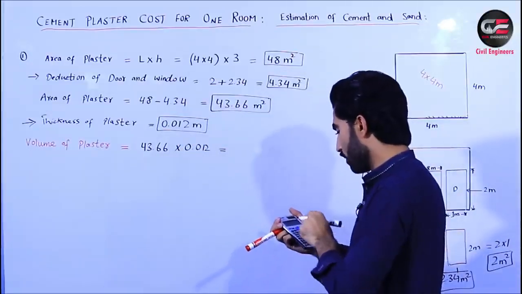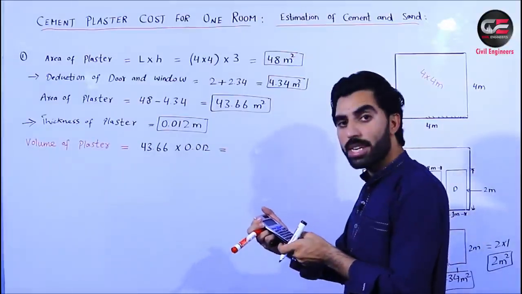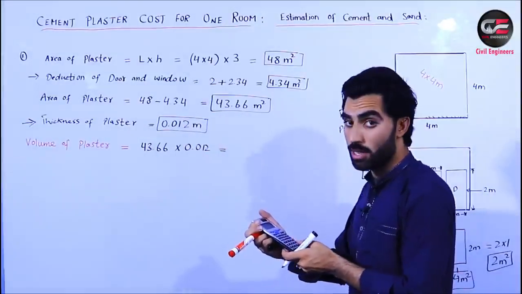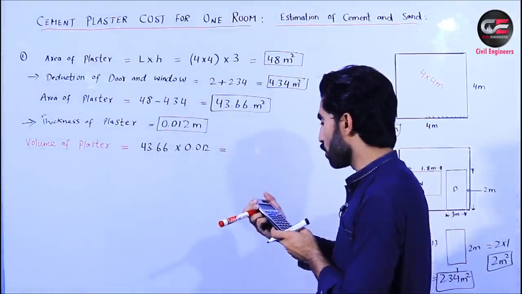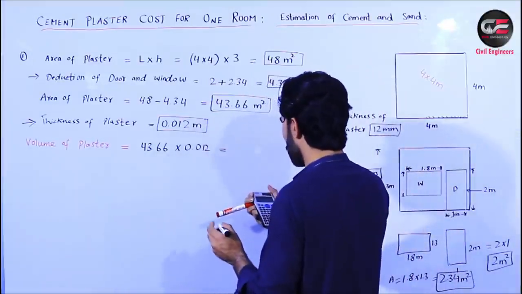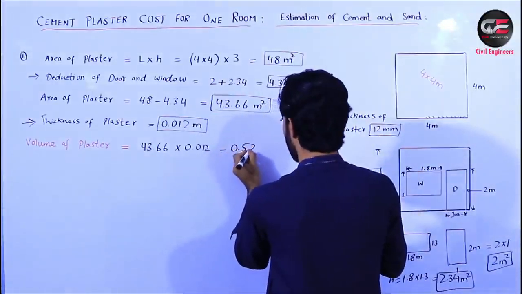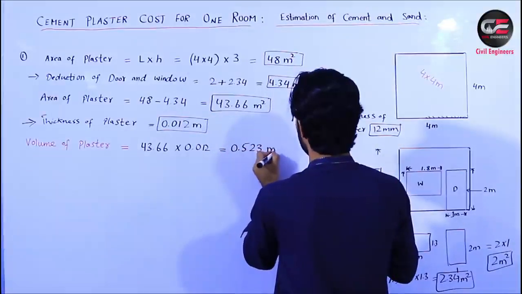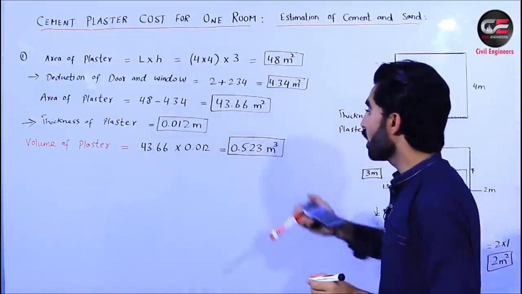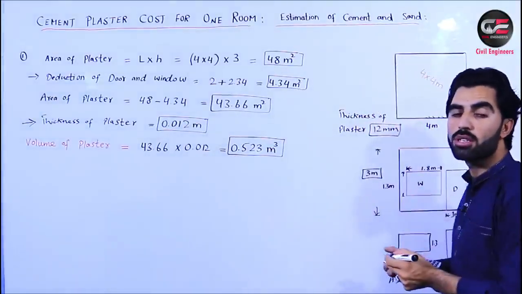So multiply 43.66 by 0.012, the thickness of plaster. So guys, what do we require here? 0.523 meter cube, because this is the volume. This is the mortar volume which we will use for plastering in this room.